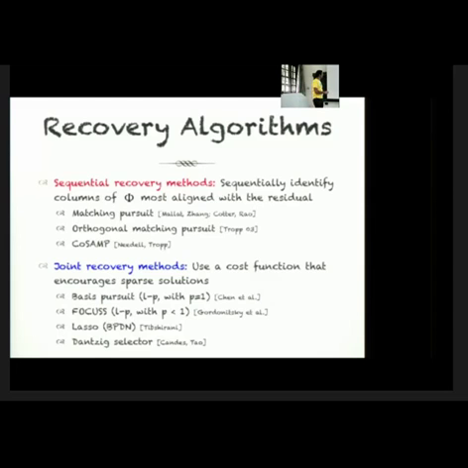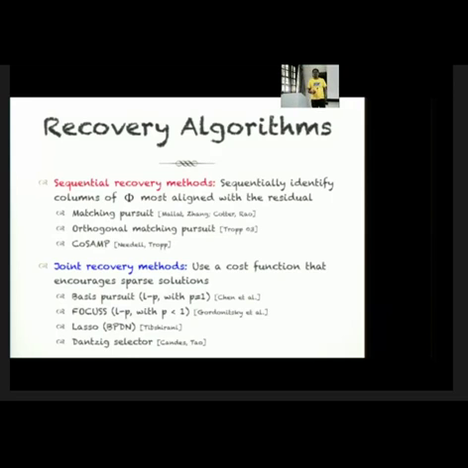There are algorithms in this class of recovery methods, listed here. They differ from each other in small details. Some of them perform better than the others. For example, in CoSaMP, instead of finding the column of phi that is most correlated with y, you find a set of columns of phi that are most correlated with y. For example, in each iteration you pick the three most correlated columns, and the next time you add three more columns, etc. There is no requirement that you should pick only one column each time. So that is sequential recovery methods.